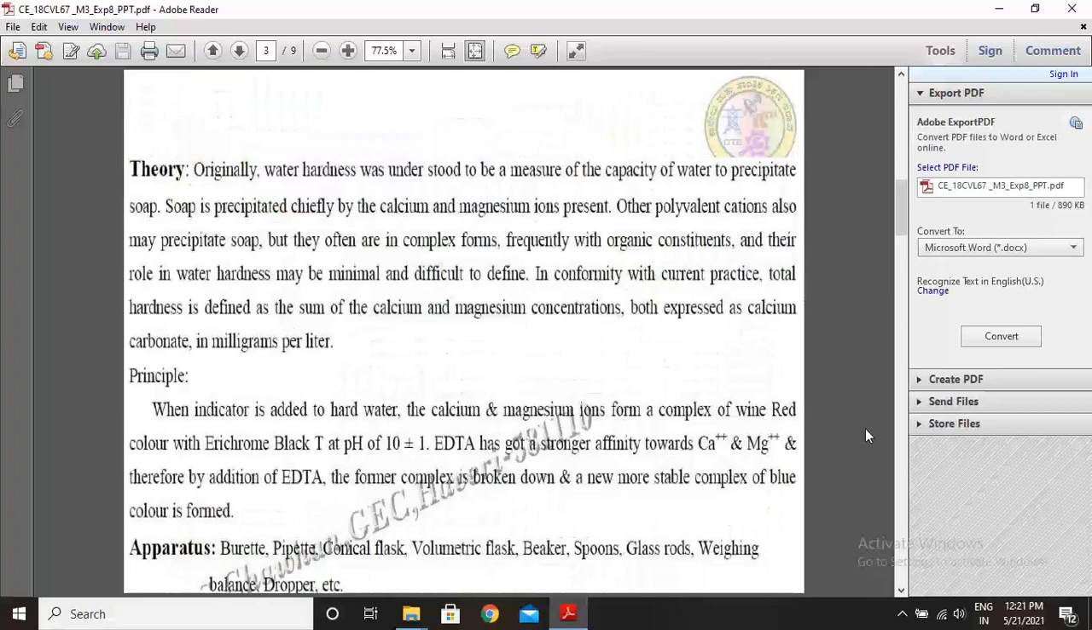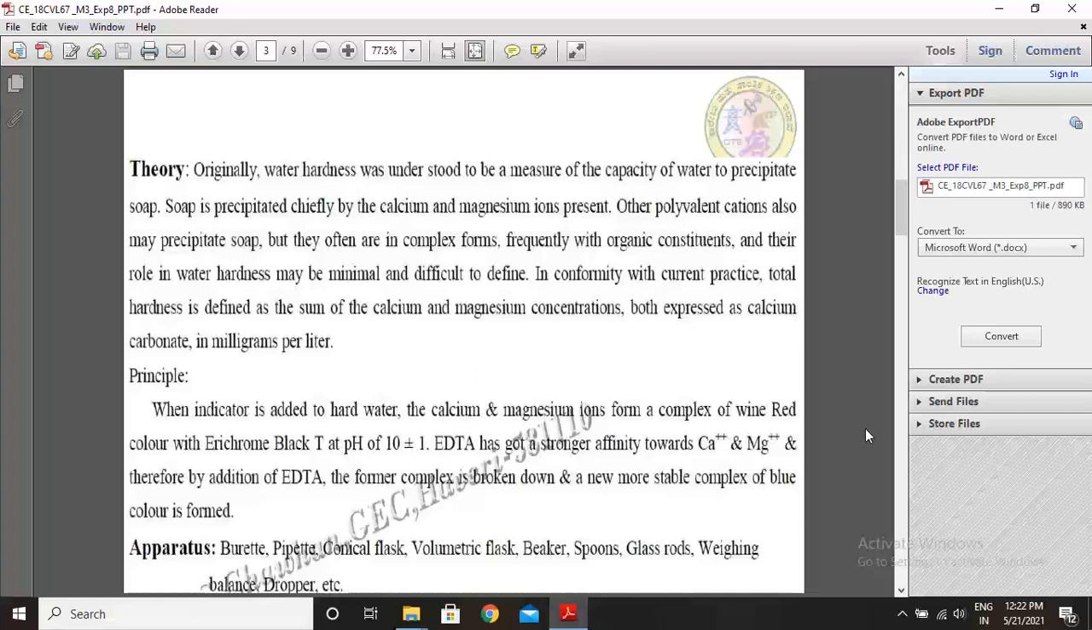Now let us see the concept of this experiment. Originally, water hardness was understood to be a measure of the capacity of water to precipitate soap. Soap is precipitated mainly by the calcium and magnesium ions present.